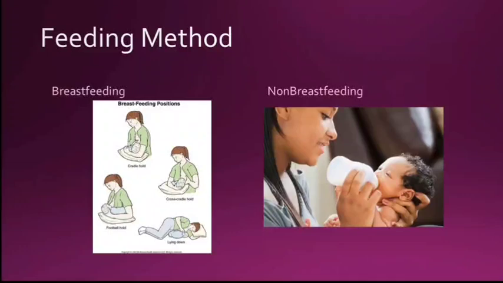We also need to make sure that they understand the position to put the baby in when they're feeding, to prevent them from sucking in a lot of air that will cause their stomach to be upset and for them to get very colicky. So positioning is going to be very important.